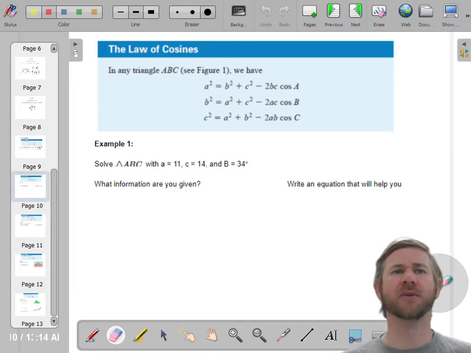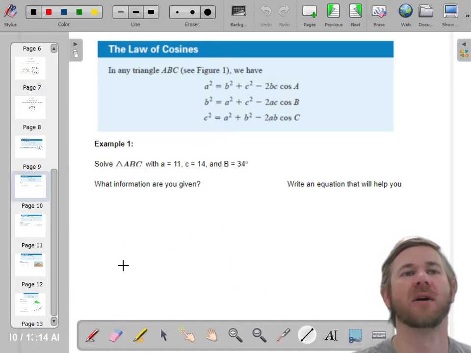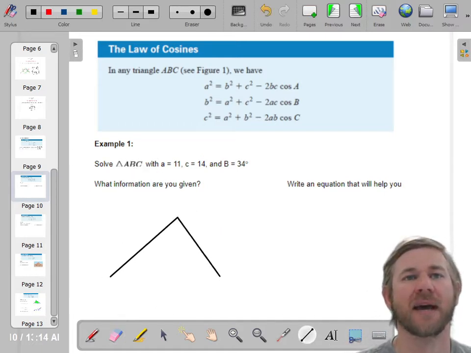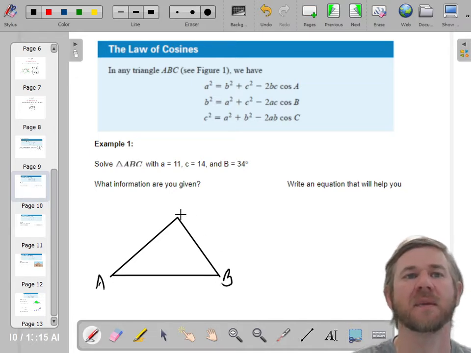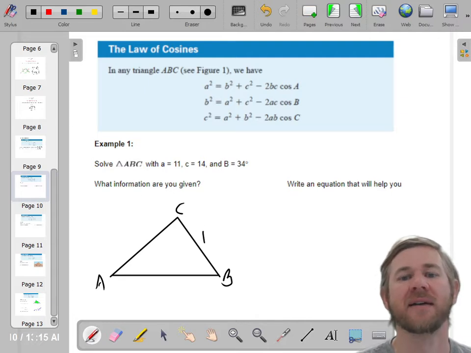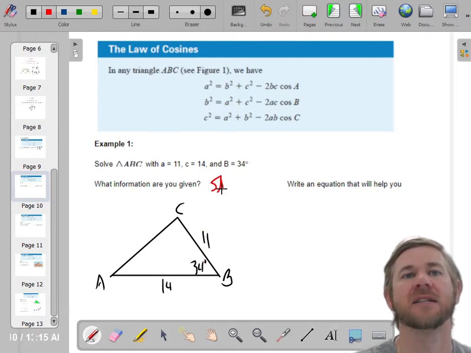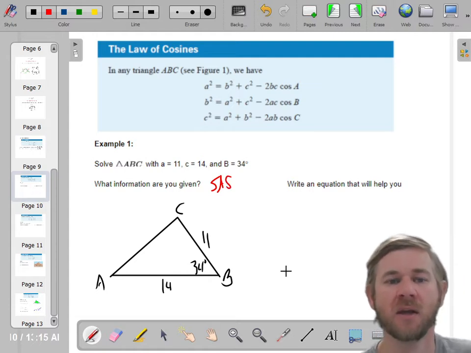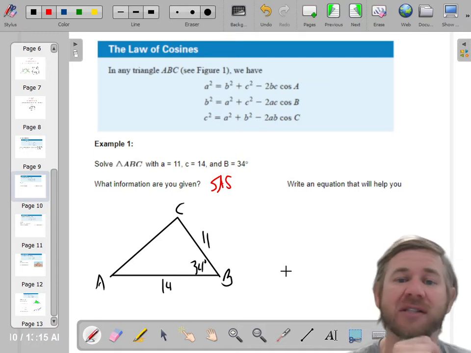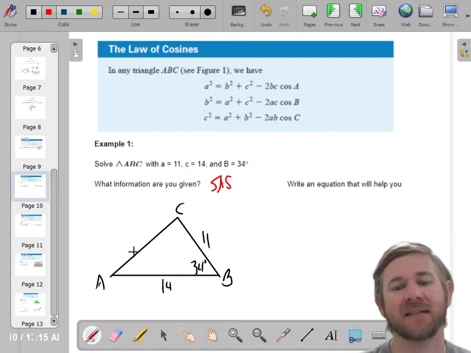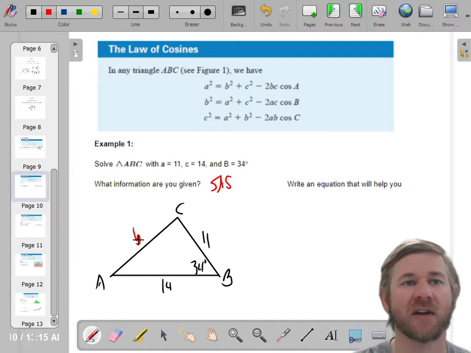So this one says we've got a triangle here. We better draw it, and it'll help me see what we got. Let's see, A, B, C. We know little a is 11, we know little c is 14, and we know B is 34 degrees. So what information are we given? Side, angle, side. So SAS means we're using the law of cosines. We are trying to find the missing angles and sides. So let's find first the missing side. Let's find little b.